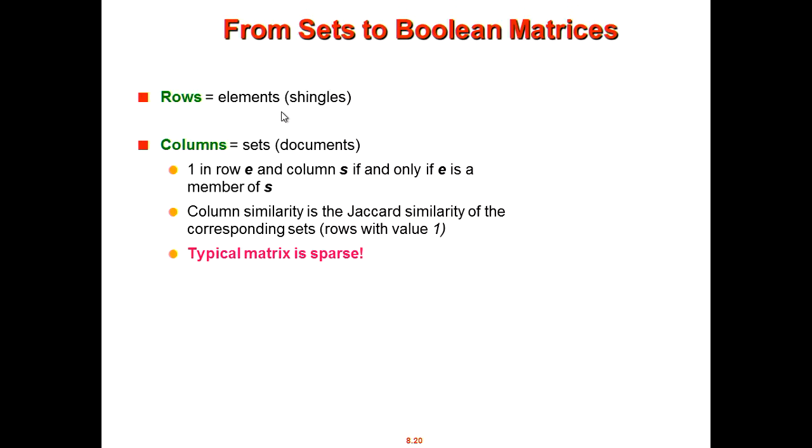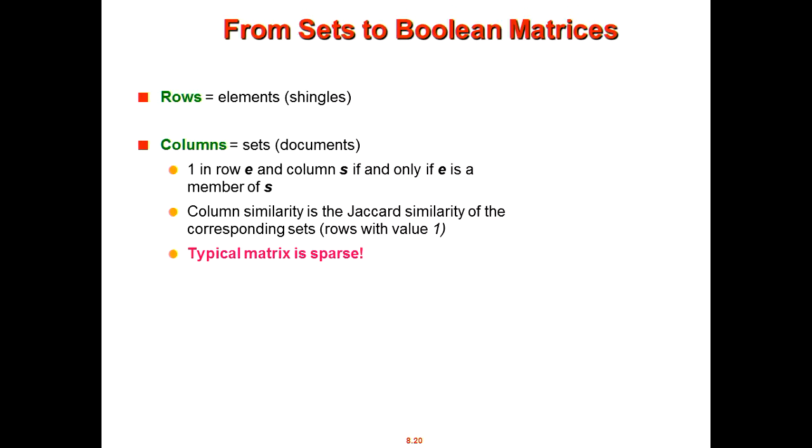Each row is one element, or one K-shingle. That's one dimension. And each column is one set, or one document in the original data set, which is the meaning of the matrix. The rows are the dimensions, the K-shingles. Each K-shingle is one dimension. And the columns are the documents, or the set representations of the documents.